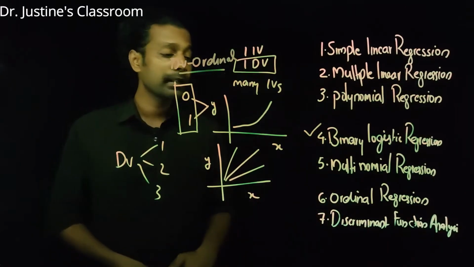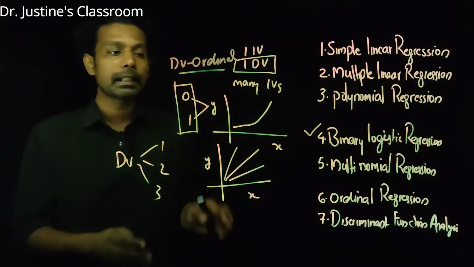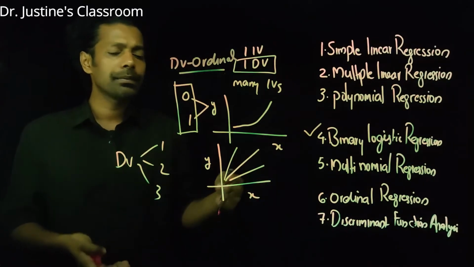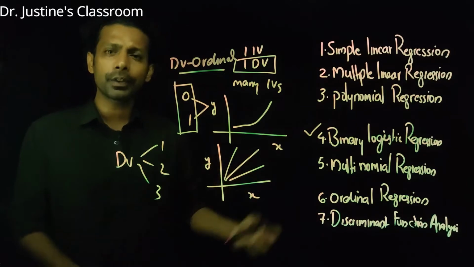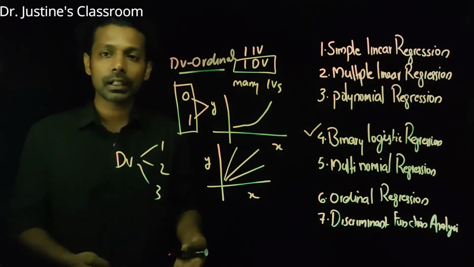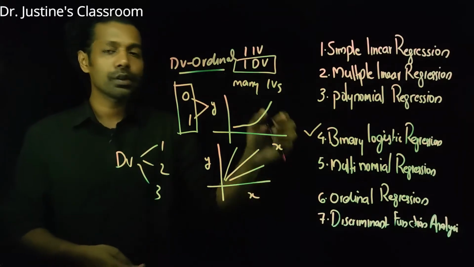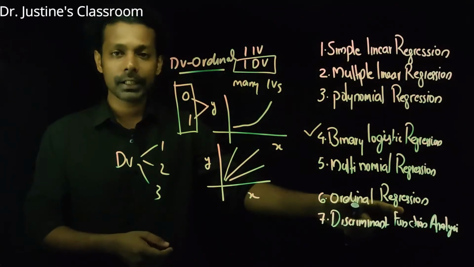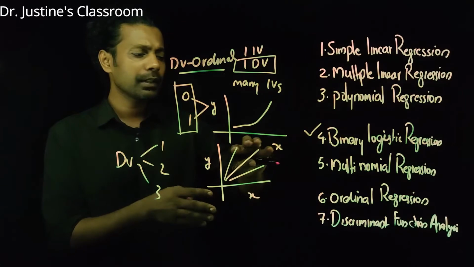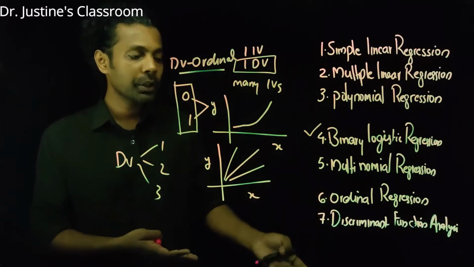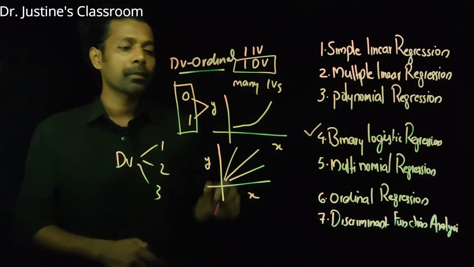The last one is discriminant function analysis. It is not a real regression analysis, but it is very commonly used. It is a kind of regression analysis because it uses regression analysis and factor analysis. So discriminant function analysis really does not fit with all regression analysis, but in terms of its function, in terms of its objective, it has a similar kind of pattern. So how does it work?